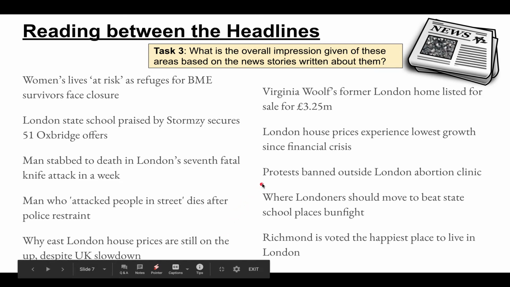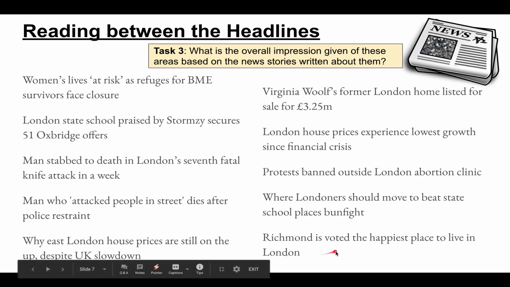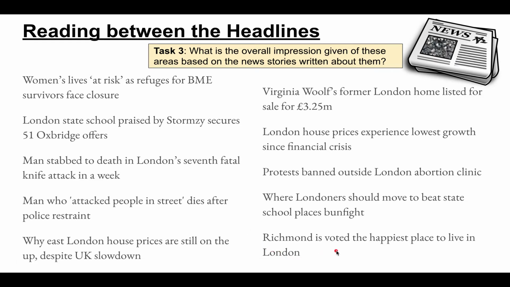Protests banned outside abortion clinic. Where Londoners should move to beat state school places bun fight. So people fighting over state school places. And this one gives it away a little bit. Richmond is voted the happiest place to live in London. So of these headlines, which ones do you think belong to Richmond and which ones do you think belong to Newham?